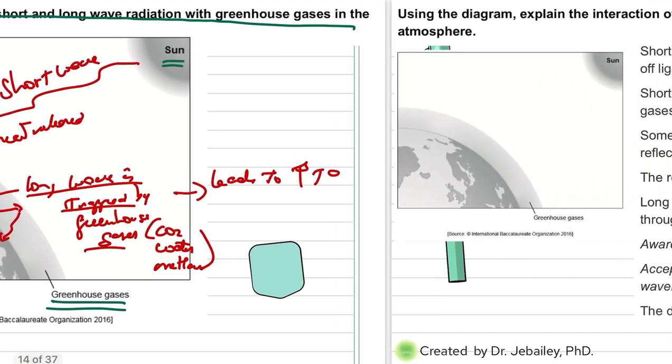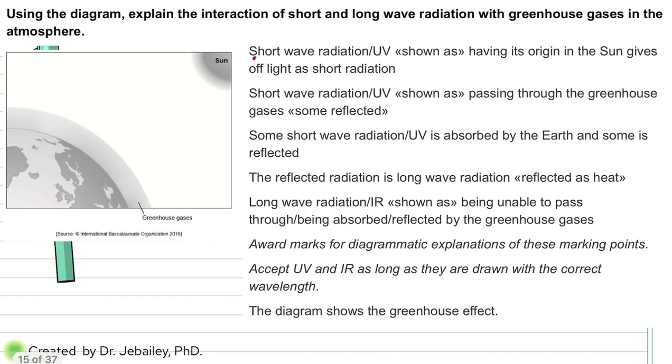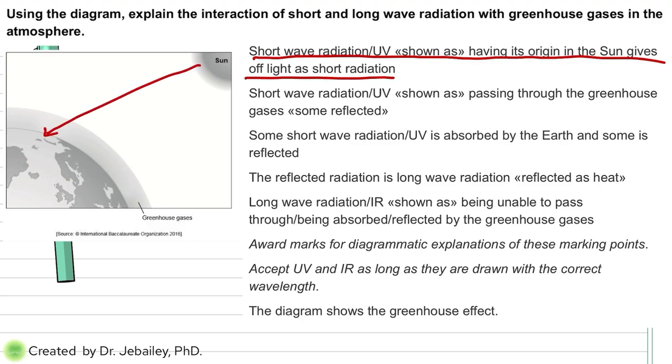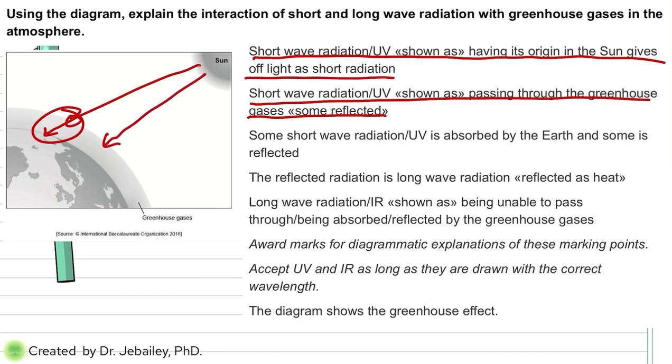So let's look at the mark scheme. It says shortwave radiation, or UV, having its origin from the sun, gives off light as short radiation, which is what we did in this direction here. Shortwave radiation passing through the greenhouse gases. So you see, I actually showed it passing through right here. The first time that I drew, I only did this, I would not get points. So you got to be very careful. I even almost missed it, but then I realized, oh, this whole thickness here is a greenhouse gas, it's not the earth. So you got to be very careful.